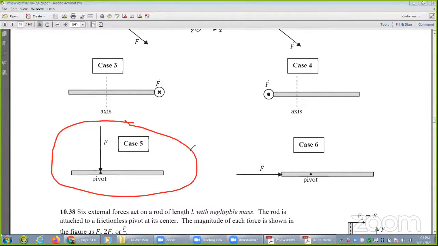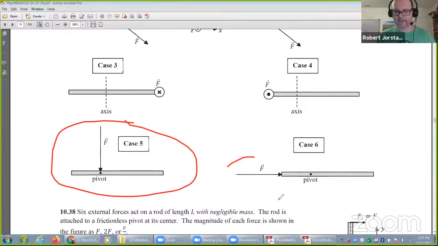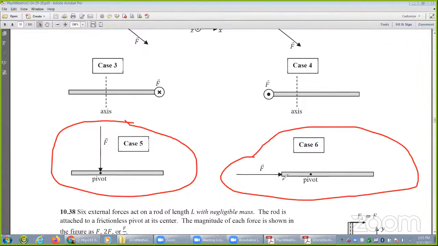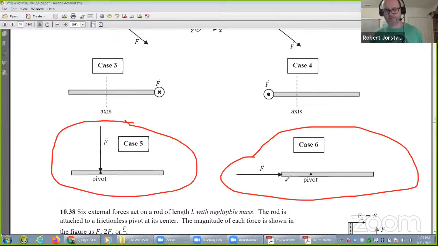Line of action runs through the pivot point. I like the way you said that. How about for case 6? Somebody else? It runs parallel to the pivot point? Runs through the pivot point. Line of action runs through the pivot point, because parallel to the pivot point is confusing. Like, let's say that's the pivot point. What if you applied a force kind of out of the page like this, and the line of action runs like this? That's parallel to the pivot point, right? But that causes a torque. So you have to say line of action runs through the pivot.